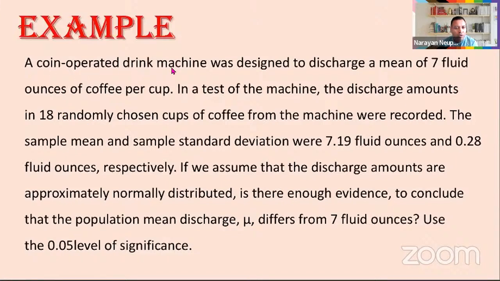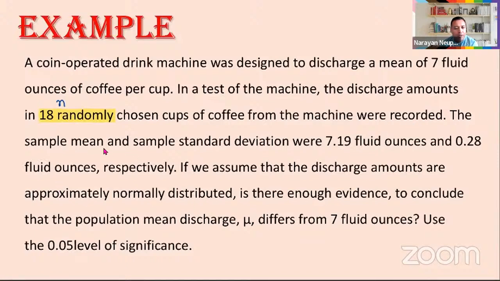A coin-operated drink machine was designed to discharge a mean of 7 fluid ounces of coffee per cup. So that was supposed to be the mean, right? The average amount of coffee discharged by the machine should be 7 fluid ounces. So that is how the machine was designed. Now, in order to test whether that machine is doing that or not, in a test of the machine, the discharge amount of 18 randomly chosen cups, so they are getting the coffee from the machine 18 times, so n equals 18, was recorded.